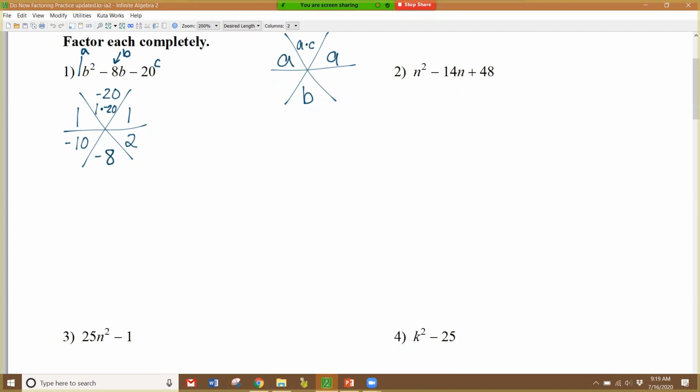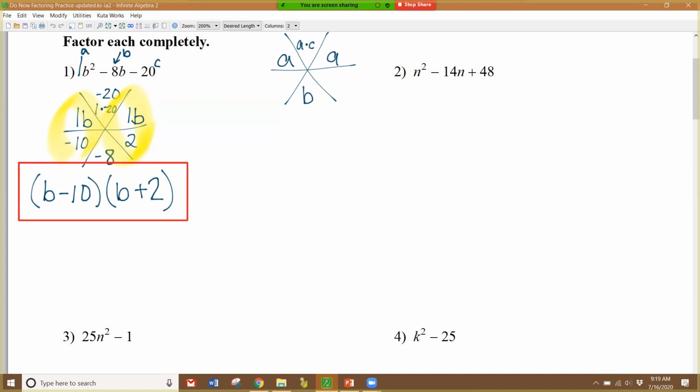Once I have my 2 fractions, I'm going to look at these and see if I can reduce. Remember, we talked yesterday, if the numerator or the top number of your fraction is a 1, you're not going to be able to reduce. So in this case, we can't reduce. We're just going to add our variables to the top. In this case, they're b's. And then we're going to write our 2 factors from those 2 fractions. So 1b minus 10, or just b minus 10. And the other one, b plus 2. Since it's a positive 2, we're putting plus 2. And that right there is my final answer.